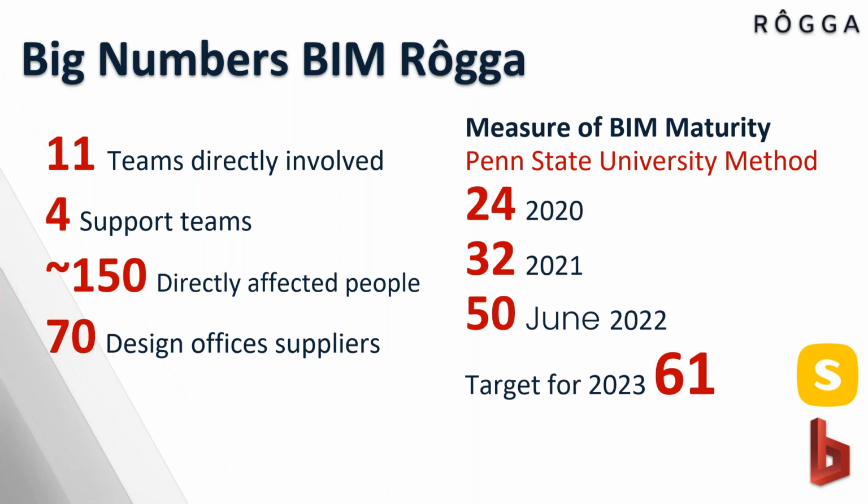And if we look at our maturity, we have a method to measure this maturity. We use the Penn State University method. In 2020, we had our first measure. It was 24 of 100 possible. One year later, we increased it to 32. One year later, in June 22, we increased it to 50. And our target for this year is 61.